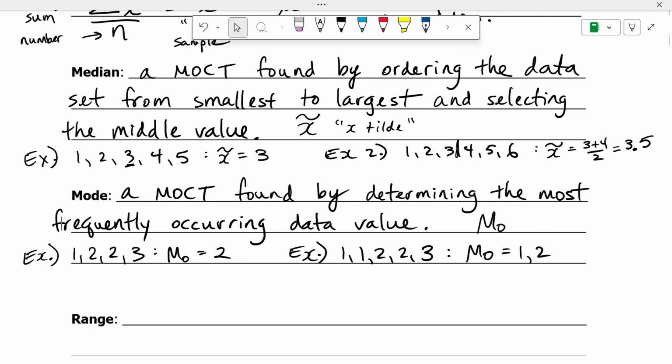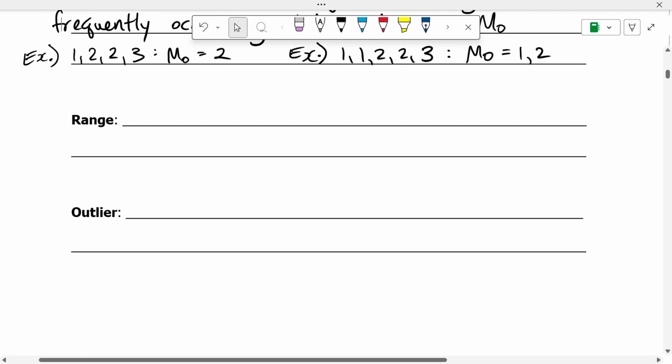All right. Couple more pieces of statistical vocabulary, I guess, that we're going to be using over and over and over again in this course.